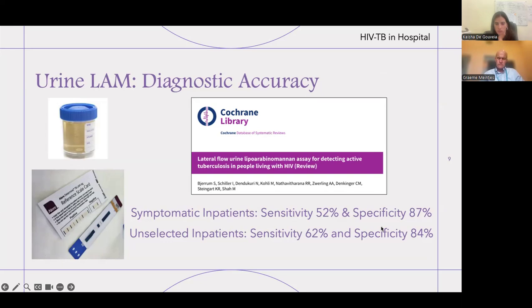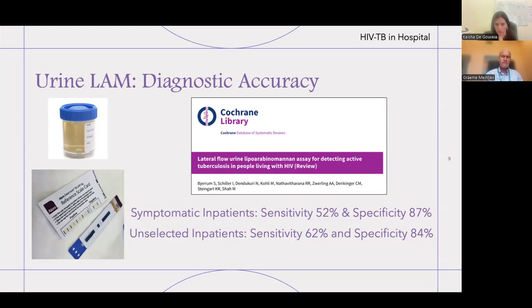And then the specificity sits at around 84 to 87%. So it's important to remember at scale that there are many patients who truly do have TB who will be missed by this test, even though it's particularly useful. And there will be expected to be some who are false positive.